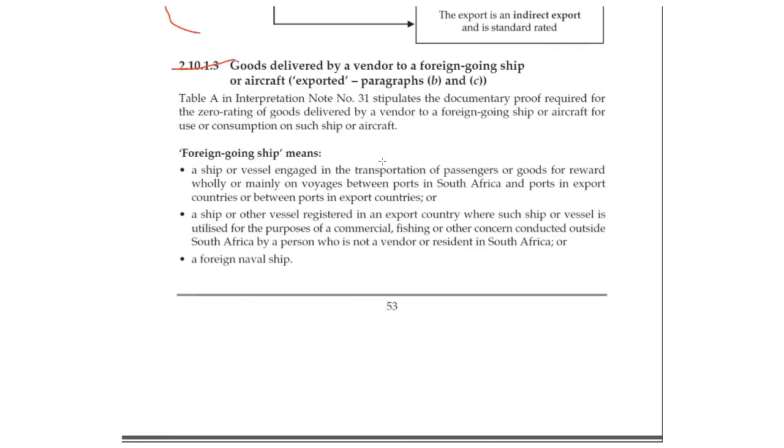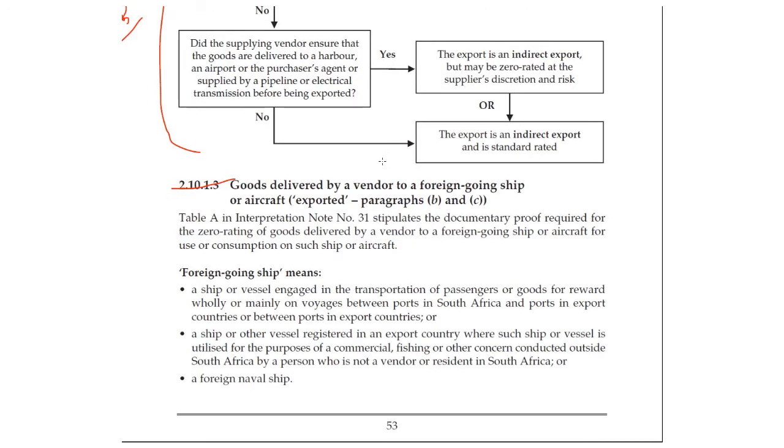It's quite important. Then, ladies and gentlemen, if you look at your module guide at this point in time, you will see that if you go from 2.10.2 or 2.10.3.2, there's no going to 2.10.1.3. There's a lot of points here. Okay, so goods delivered by a vendor to a foreign going ship or aircraft, you can leave, right? That's why that little line is there and it's not circled.